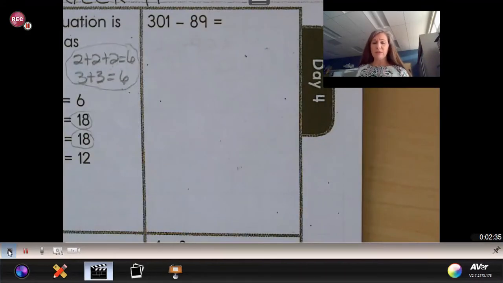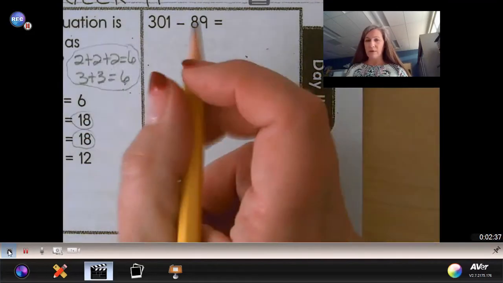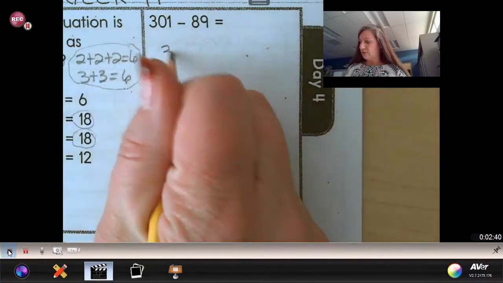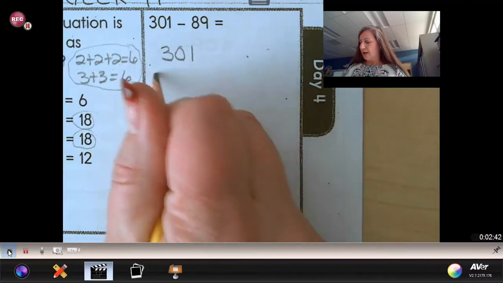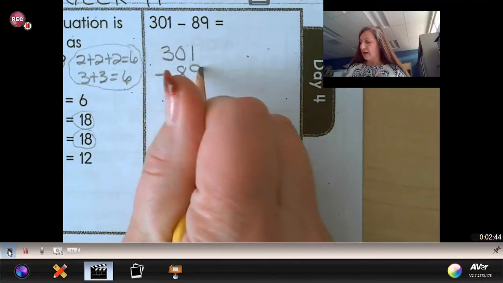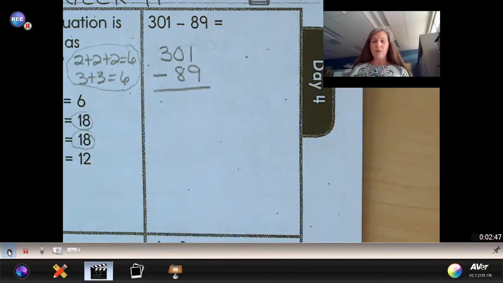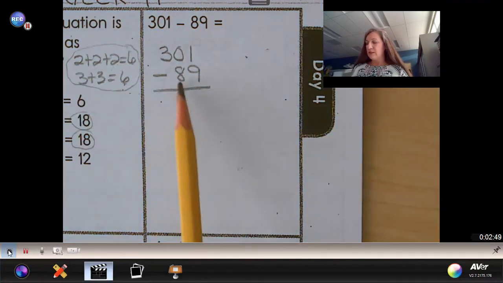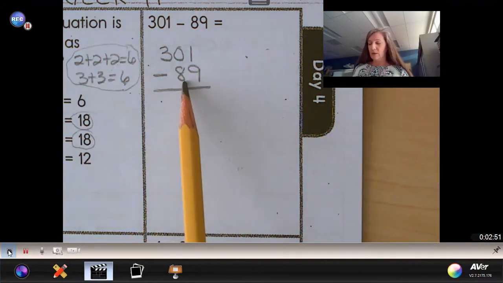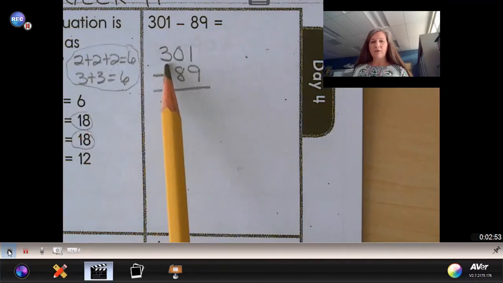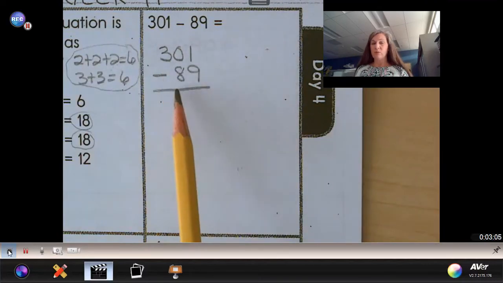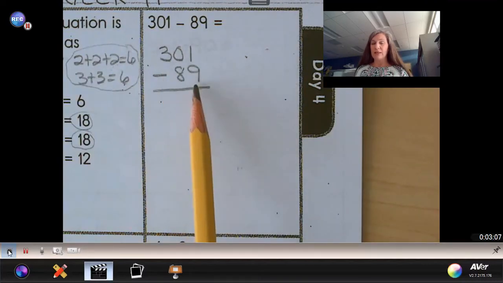Now let's take a look at our subtraction problem. This might be a little easier to do if we use our algorithm. So if I have 301 and I subtract 89, I know that this is not quite 100. So if I were to subtract 100 from this, it would be 201. So if I over subtract, thinking, okay, minus 100 would be 201, then it should be a little bit more than 201 if I only subtract 89.